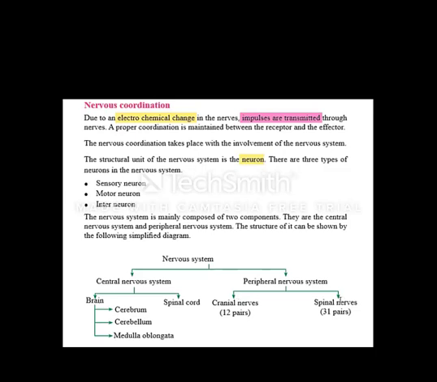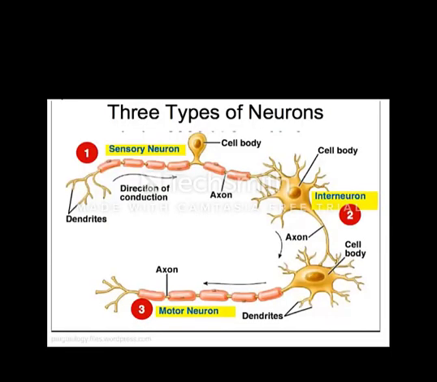Now let's look at the neurons. Now you will have to go back to your chapter 1, page number 16, and a detail is given regarding these 3 types of neurons. First, we learned about the sensory neuron. Here it's depicted in this picture. Here is the sensory neuron.